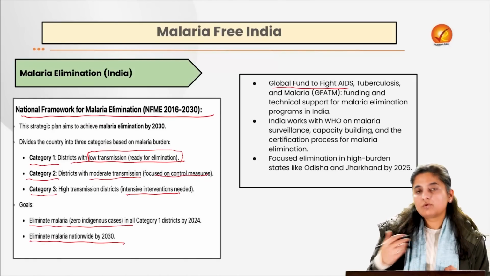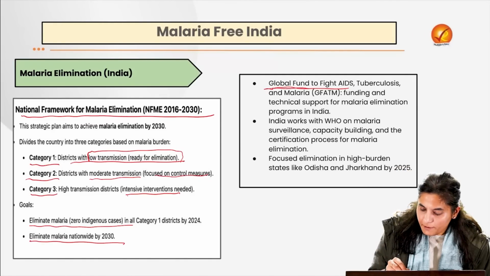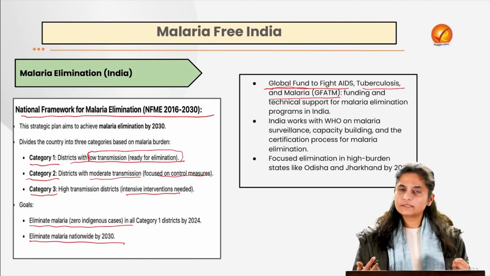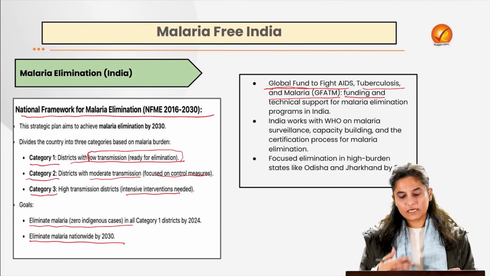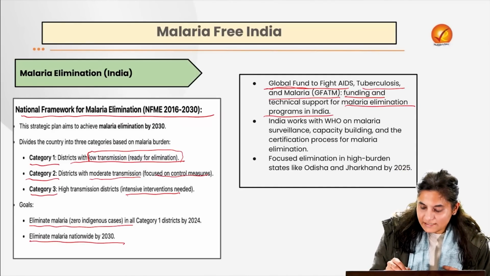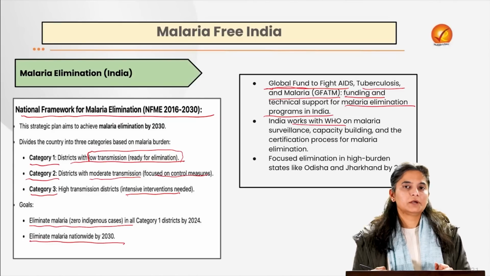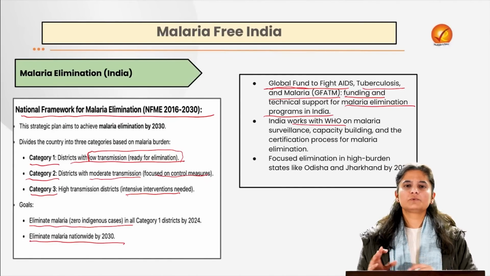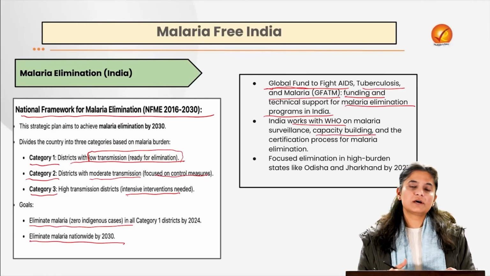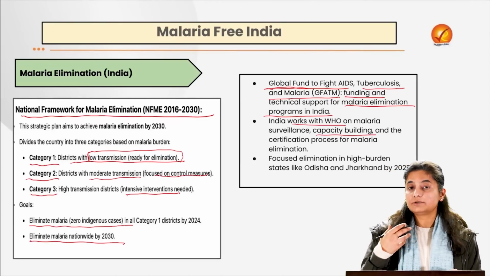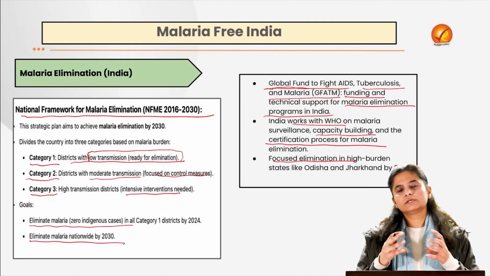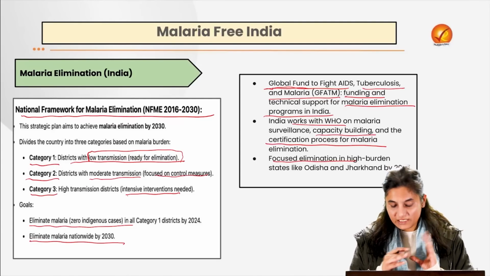Now, in India, we also cooperate with WHO. We have also been a participant of the Global Fund to fight AIDS, tuberculosis, and malaria, where we give and take technical support, and also we receive funding to work on malaria elimination programs in India. So this is one effort that we undertake at the global level. Then second, it also works with WHO on surveillance. Unless a disease is diagnosed and under some surveillance, it's very difficult to cater to it and reduce the numbers. We also work on capacity building, right from staff to infrastructure to knowledge, skills, the drugs, as well as the certification process for malaria elimination. Then we have kept this target of targeting these 2 states, especially Odisha and Jharkhand.